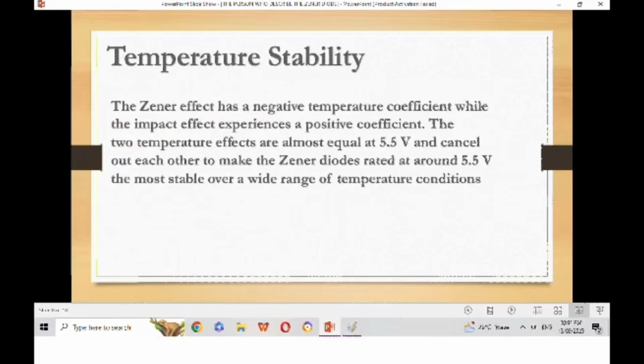Then the next is temperature stability. The Zener effect has a negative temperature coefficient while the impact effect experiences a positive coefficient. The two temperature effects are almost equal at 5.5 volts and they cancel each other out, making Zener diodes rated at around 5.5 volts the most stable over a wide range of temperature conditions.